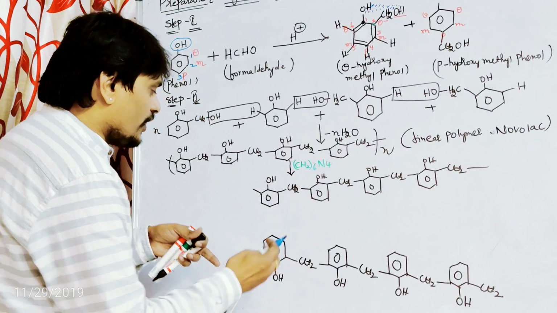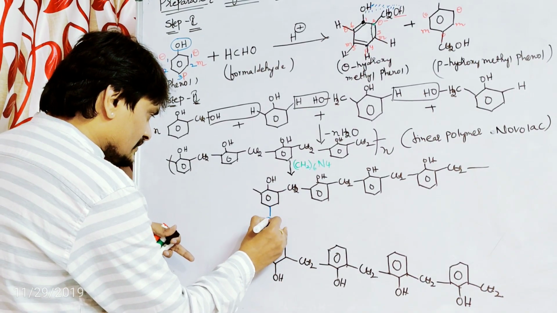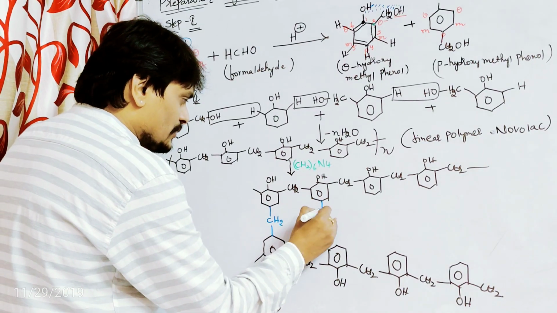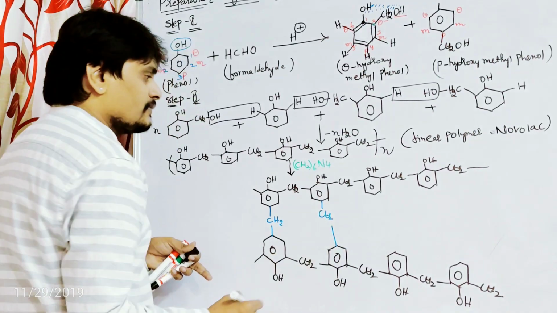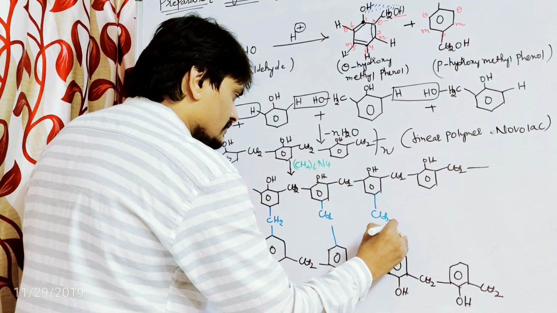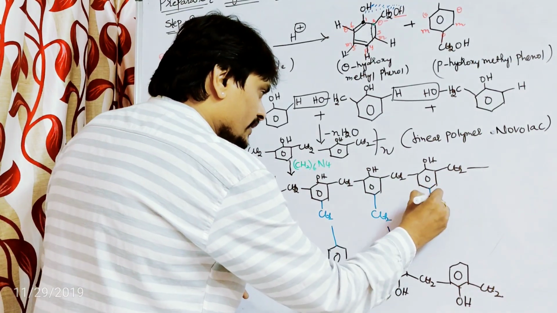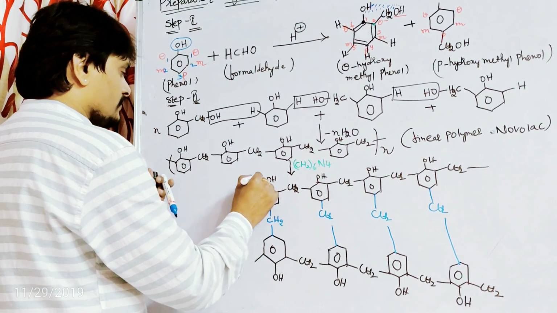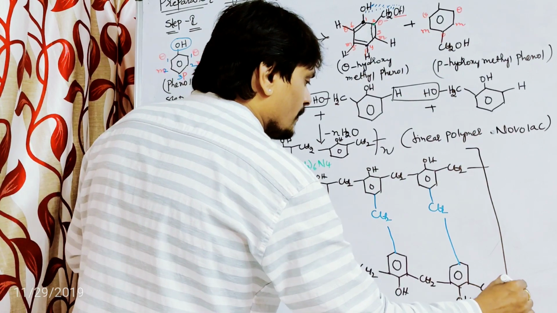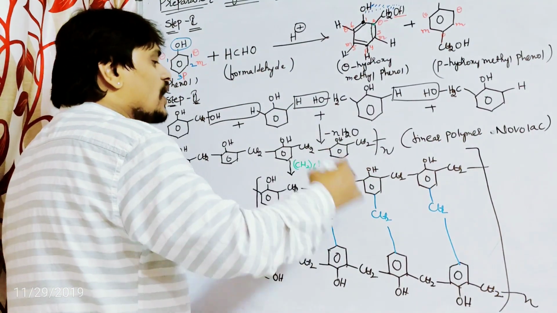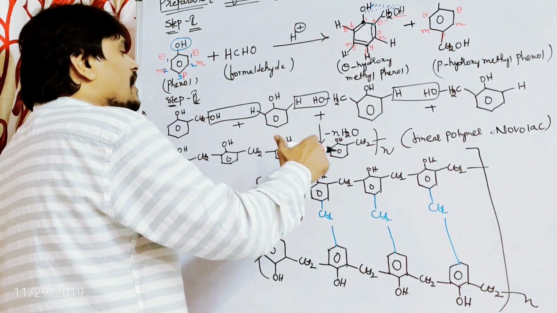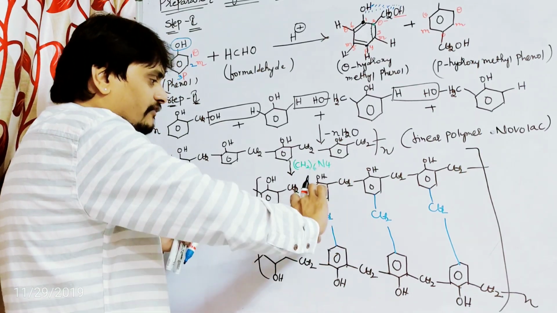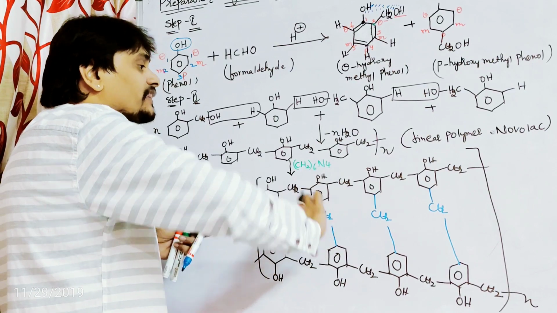So what you need to do? Just link this benzene nucleus with this benzene nucleus with CH2. Link this benzene nucleus with this with CH2. Link this benzene nucleus with this with CH2. Now link this benzene nucleus with this benzene nucleus with CH2. As it is a polymer, n number of methylene groups, n number of cross linkages are going to be generated in the presence of hexamethylene tetraamine. And these methylene groups which are generated between the two adjacent monomeric chains are the cross linkages.